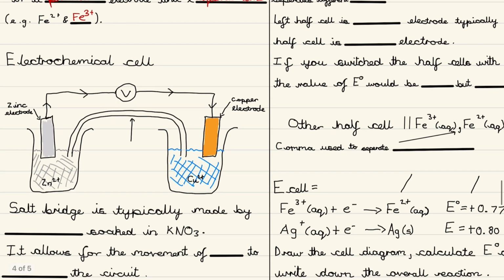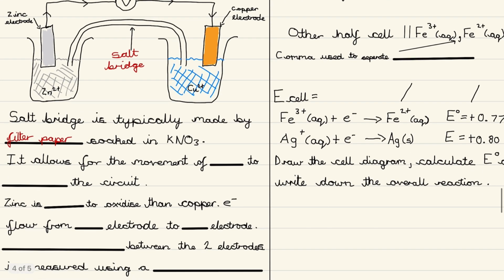Now in this diagram here we have a salt bridge, and the salt bridge is typically made by filter paper soaked in potassium nitrate. It allows for the movement of ions to complete the circuit. Zinc is easier to oxidize than copper. Electrons flow from the zinc electrode to the copper electrode.